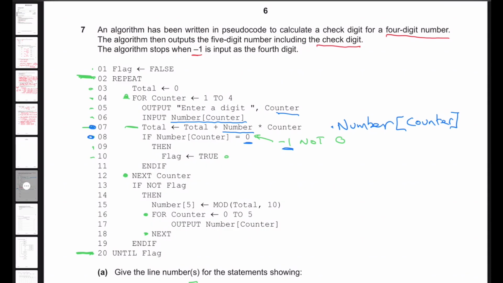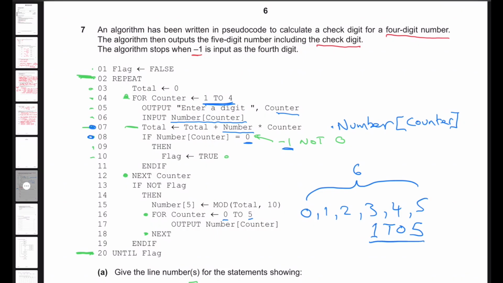For counter has been assigned the value 0 to 5. Well, 0 to 5 is 0, 1, 2, 3, 4, 5, so that basically would equal 6 values. We can't have that because at the top here it says 1 to 4. So we need to put in 1 to 5. Rather than it being 0 to 5, line 16 should be 1 to 5.